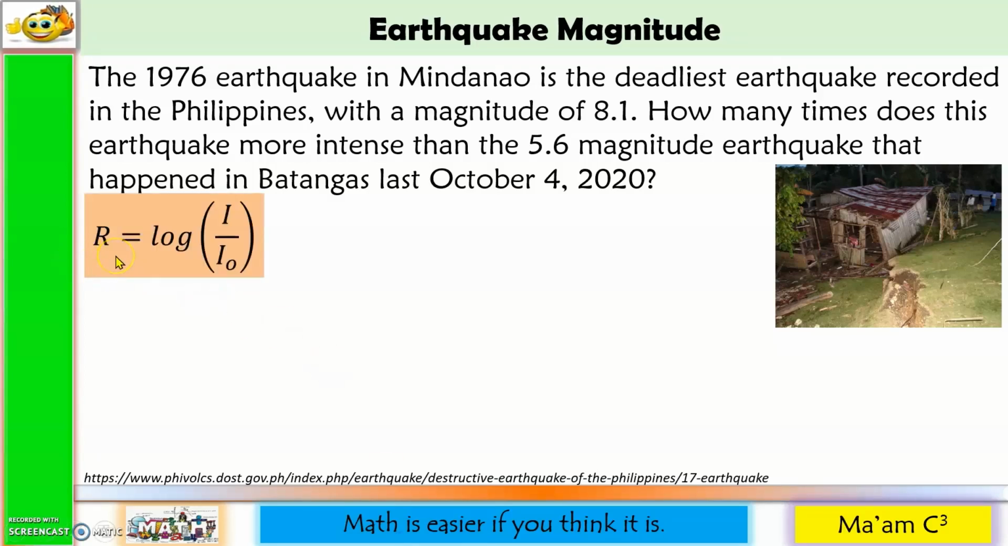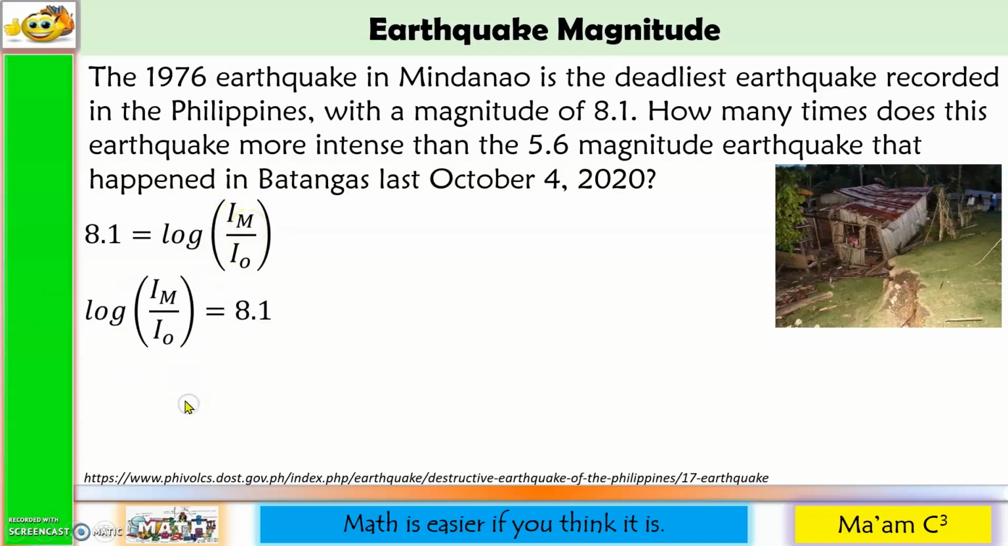R here is the magnitude. Let us start with the earthquake that happened in Mindanao. It has a magnitude of 8.1. So this will be 8.1. I sub m stands for the intensity of the earthquake that happened in Mindanao. Let us switch places. Let us convert this into exponential form. So my base here is 10. So 10 raised to 8.1 is equal to I sub m over I sub O. Cross multiplication, I sub m is equal to 10 raised to 8.1 times I sub O.